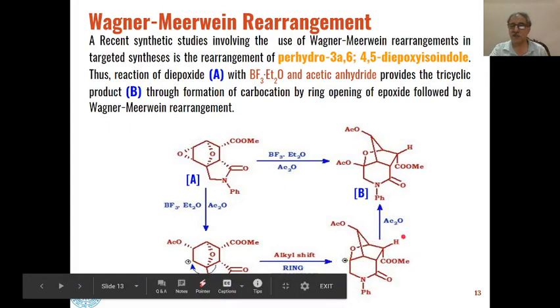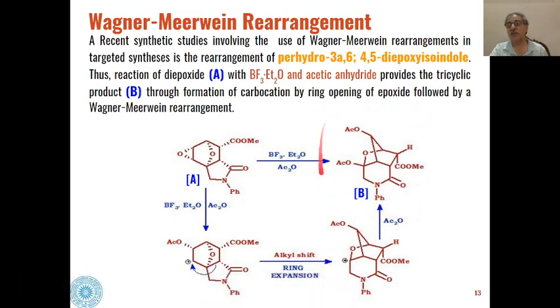And this carbocation reacts with another molecule of acetic anhydride. This will act as a nucleophile and the acetate group will get attached to this position, and we will get these types of products. So this is how we will get the products from these types of perhydro diepoxy indole derivatives. They are converted into these types of ester indoles.